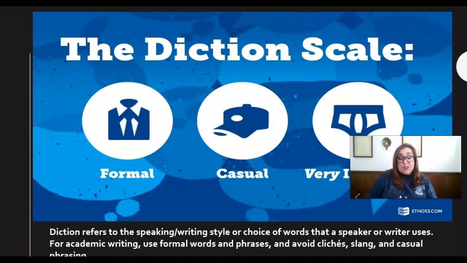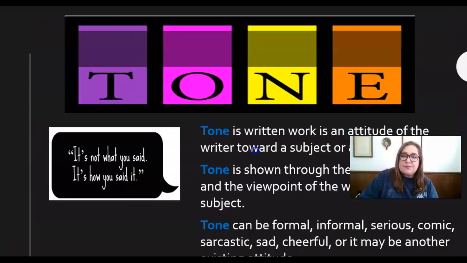So diction refers to speaking and writing and your choice of words or phrasing. And for academic writing, use formal words and phrasing, and leave out things like "stuff" and "things," words that have no real meaning. And also leave out cliches, phrasing that's just overused.